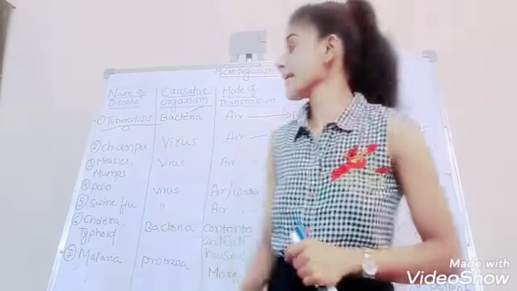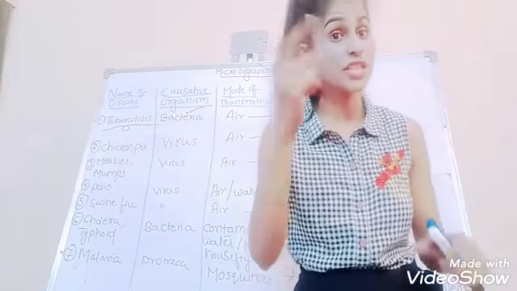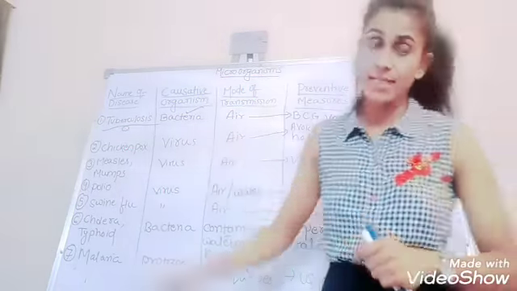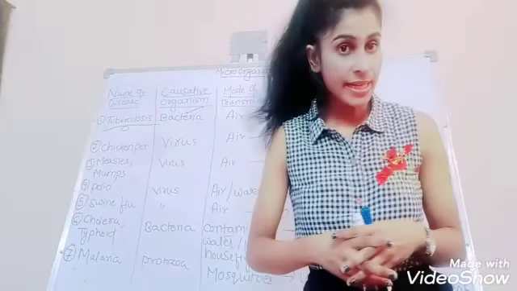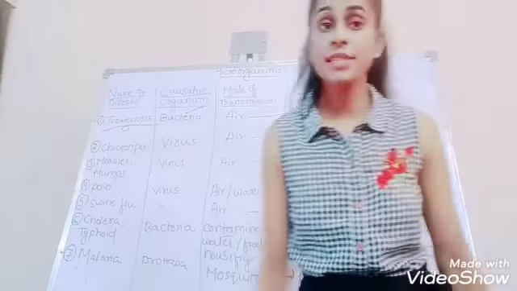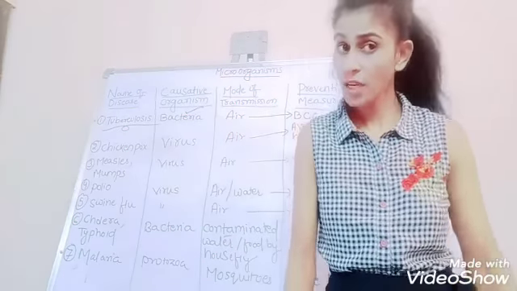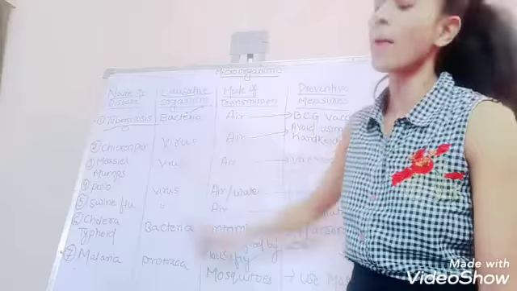Yes. The second type of disease is chicken pox. What is the microorganism which causes chicken pox? Virus. What is the mode of transmission? Air. Yes. And avoid using an infected person's handkerchiefs and glasses. Okay. So now the third type of disease is measles and mumps.